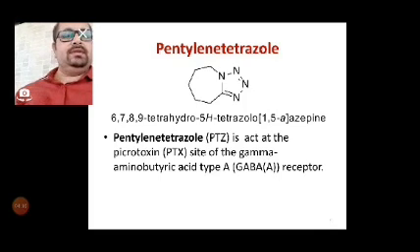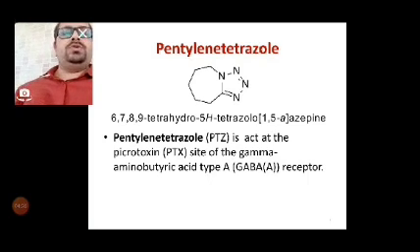It acts on picrotoxin, that is the PTX site of the GABA receptor, that is the gamma aminobutyric acid type A receptor. So the action is again the same as picrotoxin.